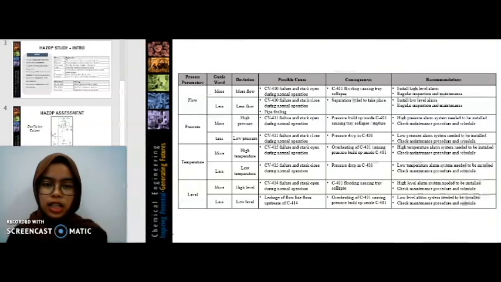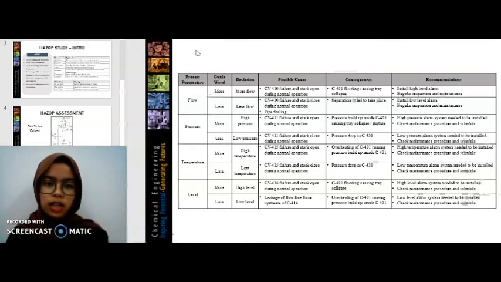Let us first identify the first cause, which can result if more flow enters the column. There could be a possibility of control valve failures or flow controller fault to detect the increased flow rate. This leads to a rise in liquid level within the column or eventually flooding in the column. The recommendation: we could install a high level alarm or check the maintenance procedure and schedule.